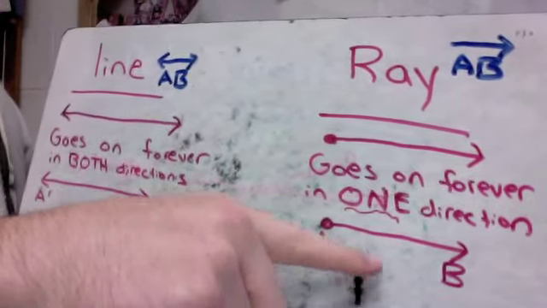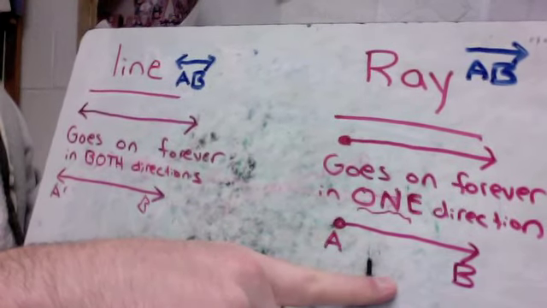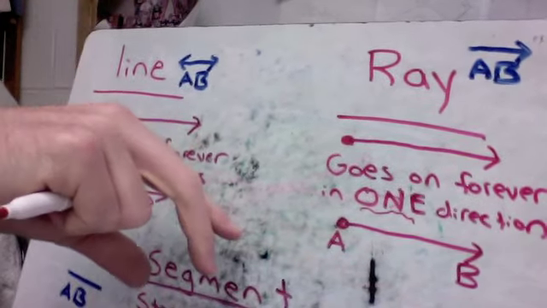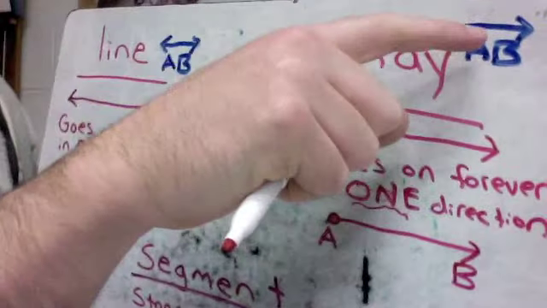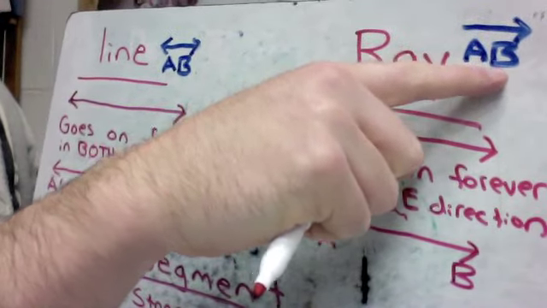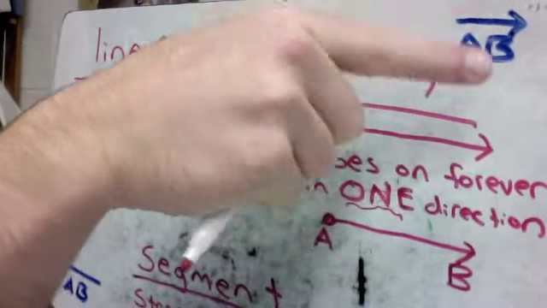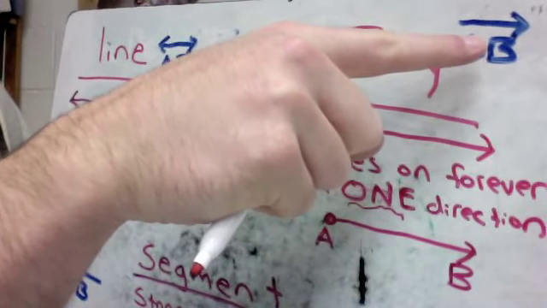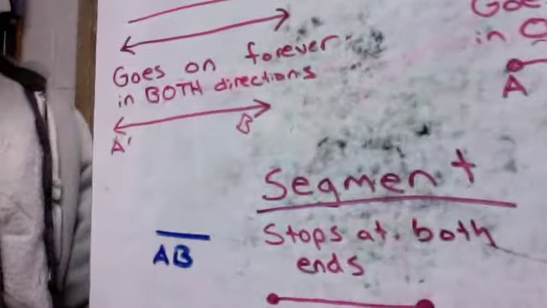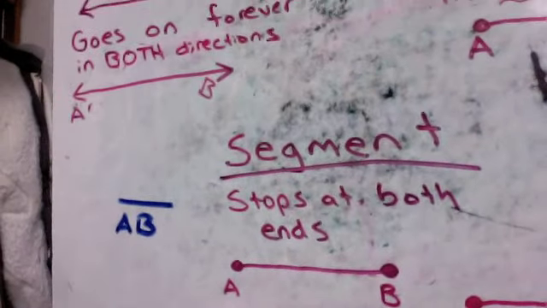Here would be an example. This would be ray AB. To write the little symbol for a ray, it just looks like this. We put the AB underneath something that looked like this, showing that it only goes in one direction. That's the symbol for a ray. Now the last one is segment, or line segment.